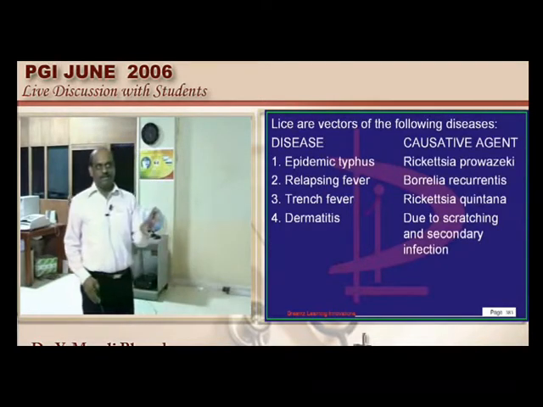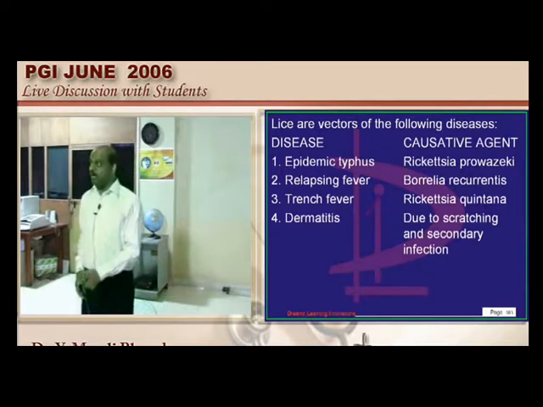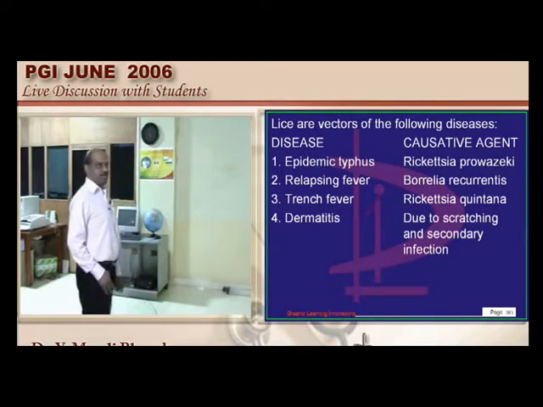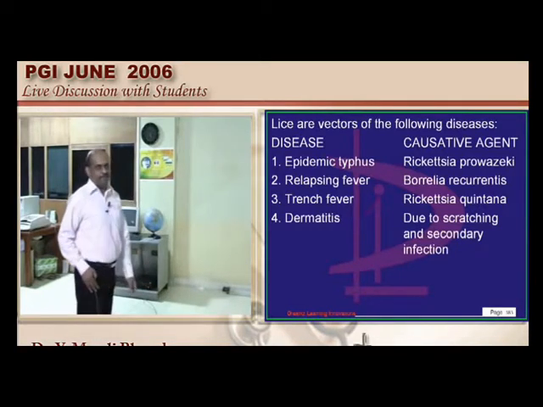At least have some real imagination of how a louse looks, how a frog looks, how a snake looks, etc. So epidemic typhus, relapsing fever, trench fever, dermatitis: lice are considered to be the vectors. Somehow or the other, try to remember these three things, doctor.